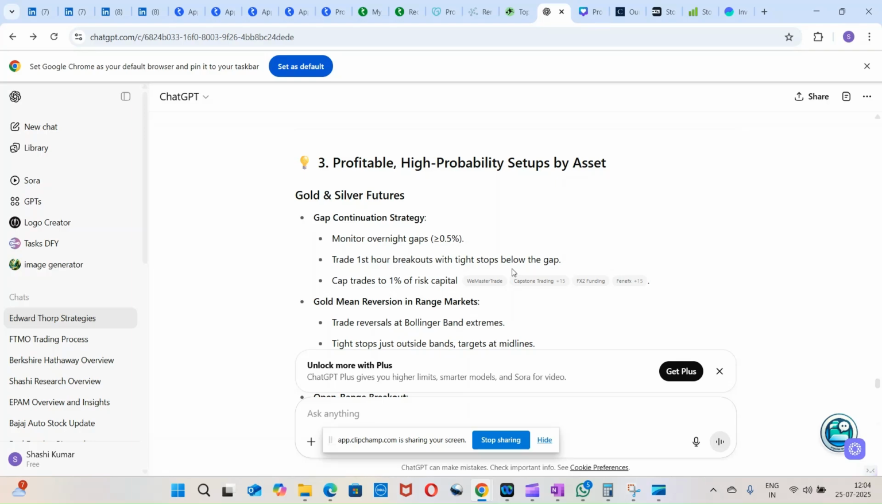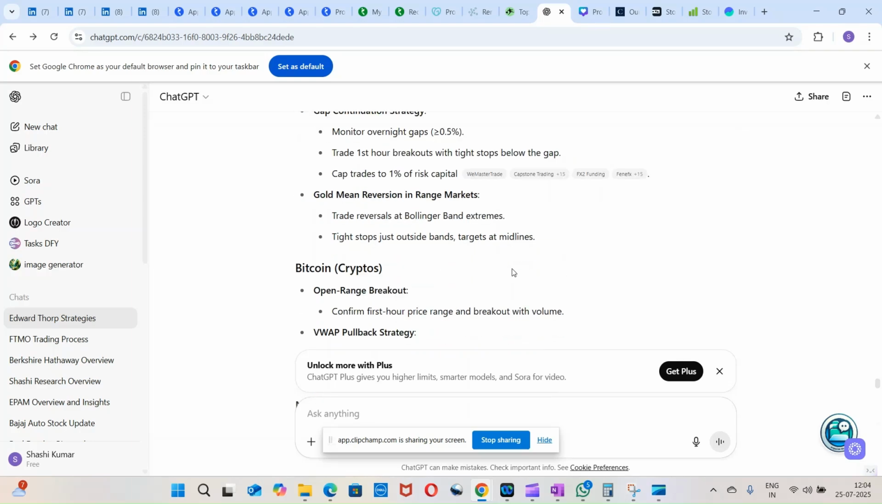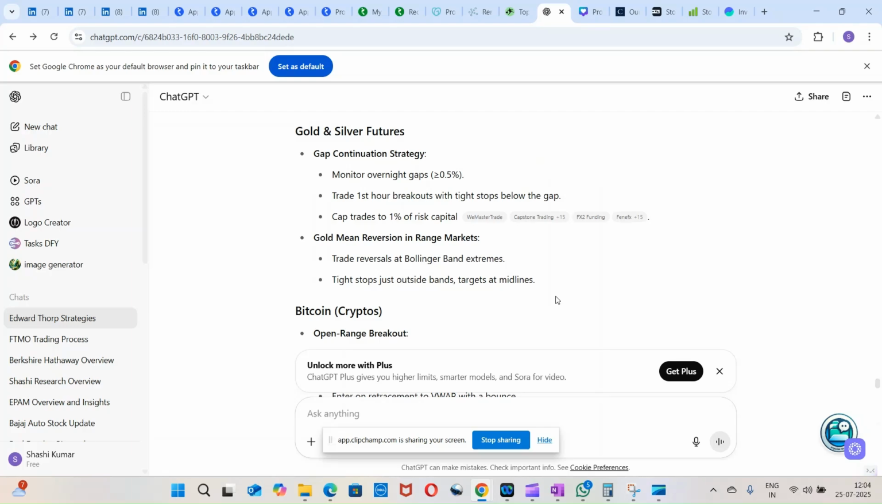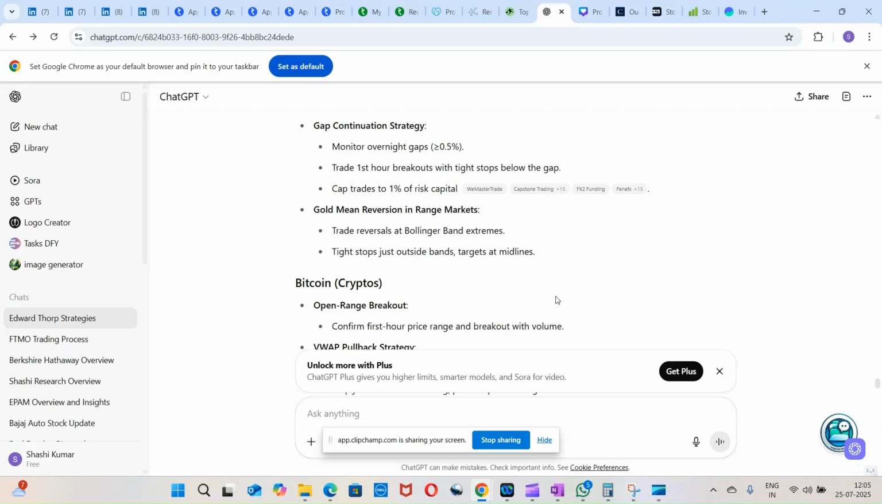So that's one strategy. Gold mean reversion also is a strategy. You put a Bollinger Band, and whenever the price touches the Bollinger Band extremes, you take a reversal trade, put stops outside the bands, and the Bollinger Band midline is the target. So those are the two strategies in gold: gap continuation and mean reversion. Mean reversion is only for range markets.